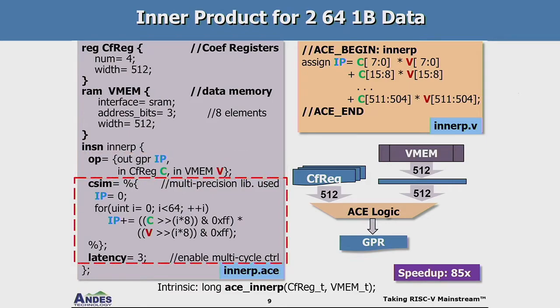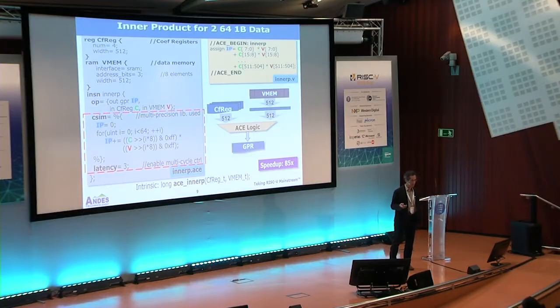And CSIM is used to define the semantics. Here we're using a multi-precision library, so you can have 512-bit shifting, masking, and get 8 bits and do the multiplication. And the latency here, if it's constant, implies to the tool that you want to do multi-cycle control. So we do that automatically for you. So the left side is enough to generate everything except RTL.